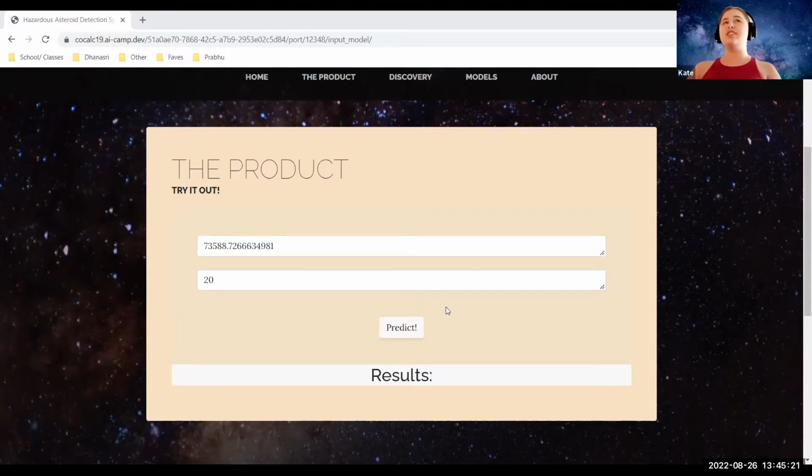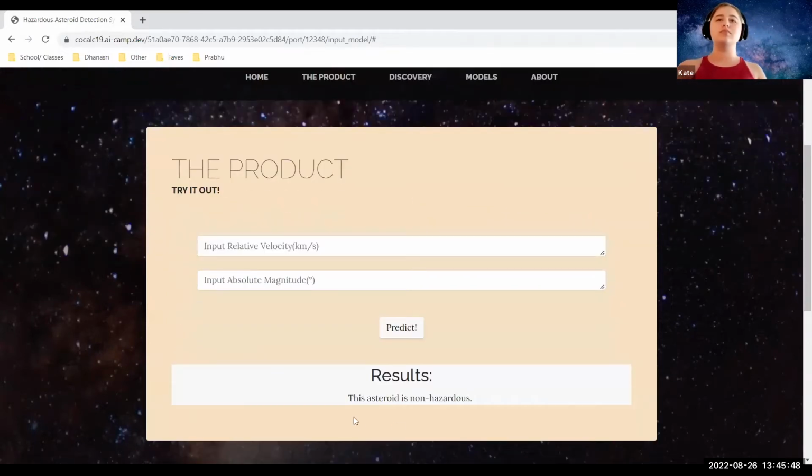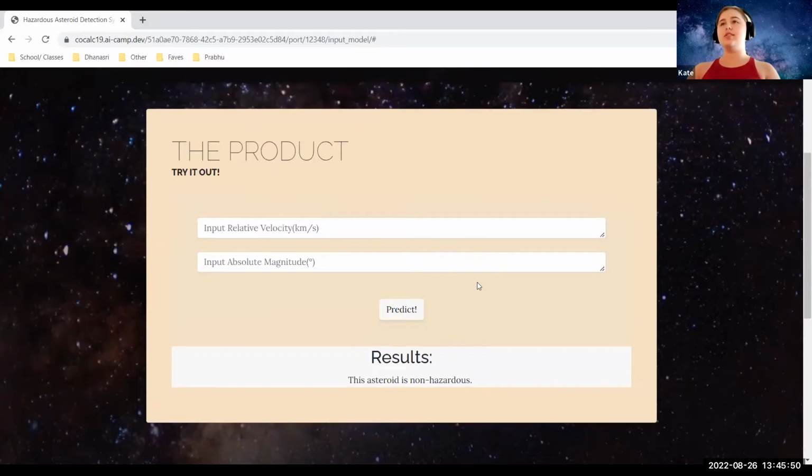Essentially what this portion does is it displays our data and predicts whether or not a hypothetical asteroid would be hazardous to Earth, depending on its velocity and magnitude. So that one was hazardous. And then if we put in a non-hazardous one, it'll show up as non-hazardous.